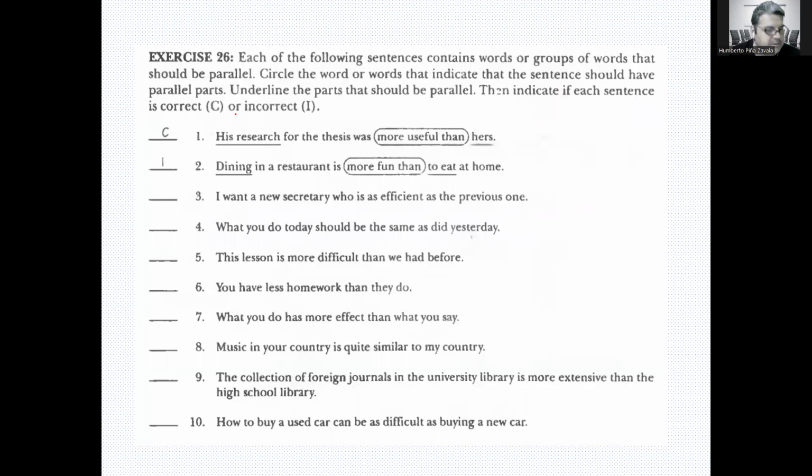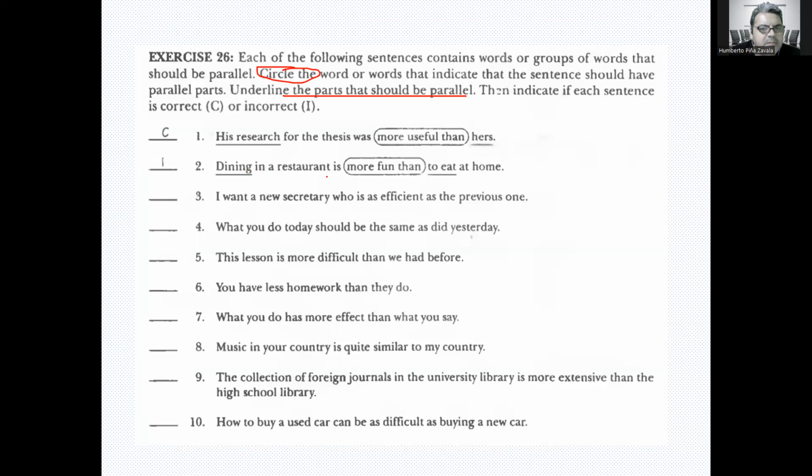All right, let's see if we can do this. Each of the following sentences contains multiple words that should be parallel. Circle the words that indicate the sentence should have parallel parts. Underline the part that should be parallel. Then indicate if this is correct. His research paper for the thesis was more useful than hers. So we've got two possessives. His research paper was more useful than hers. So it's correct. More useful than, okay.